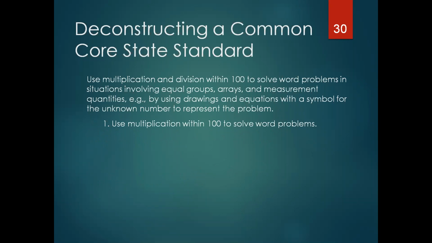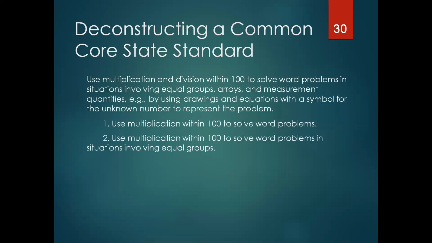Here's objective number 1. This could be a lesson all day. You could teach this for 2 or 3 days. If it's third grade, you might even be teaching this for 3 months. Use multiplication within 100 to solve word problems, because there's actually 2 things going on in just that objective. Being able to multiply within 100, not to mention the word problem part, right? So there's objective number 1.